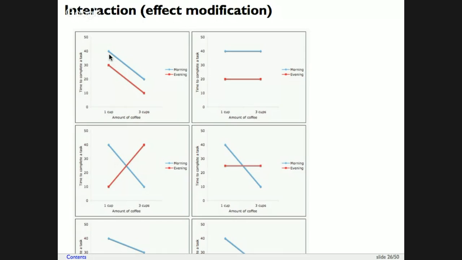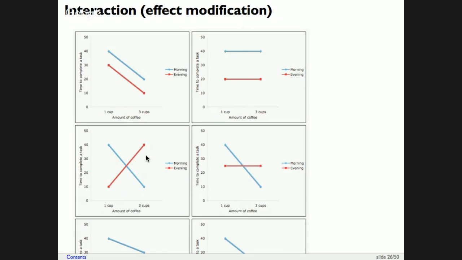In this second one, this would be what we might see if there were an effect of time of day, but no effect of coffee. So we're faster at doing things in the evening, but coffee doesn't help.